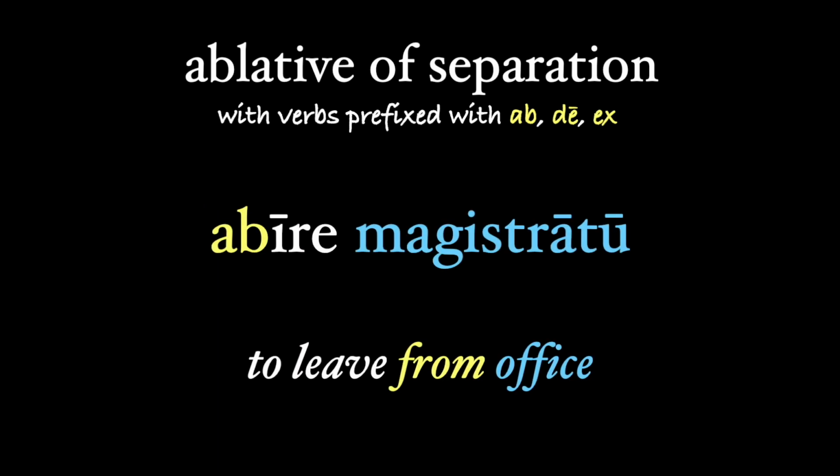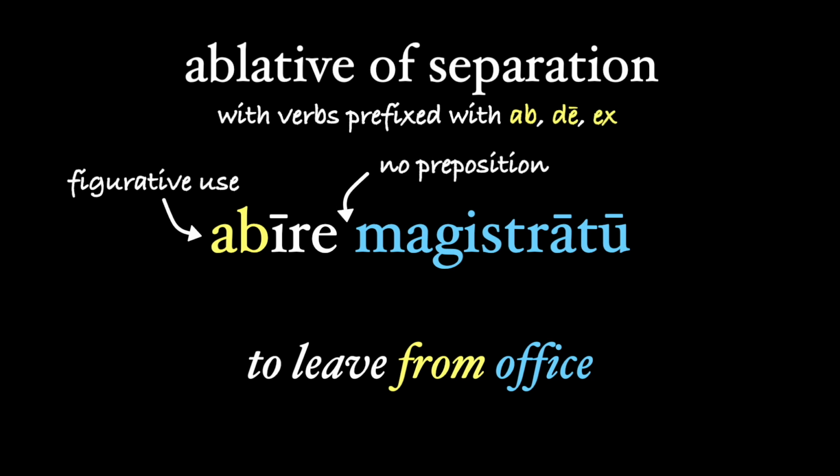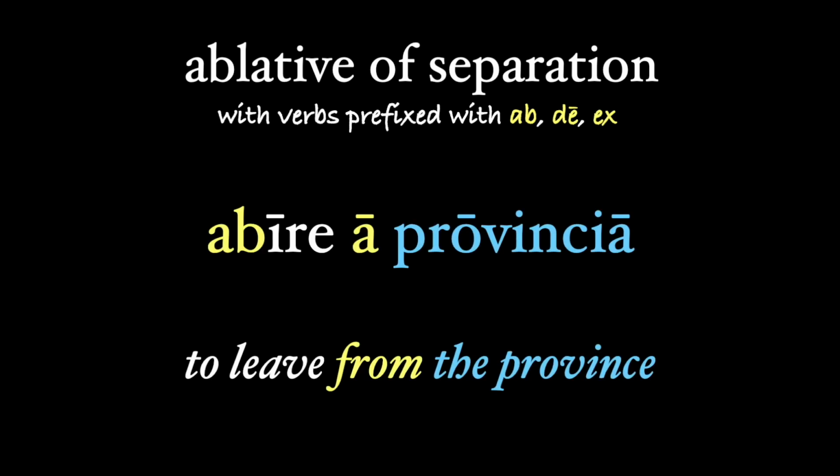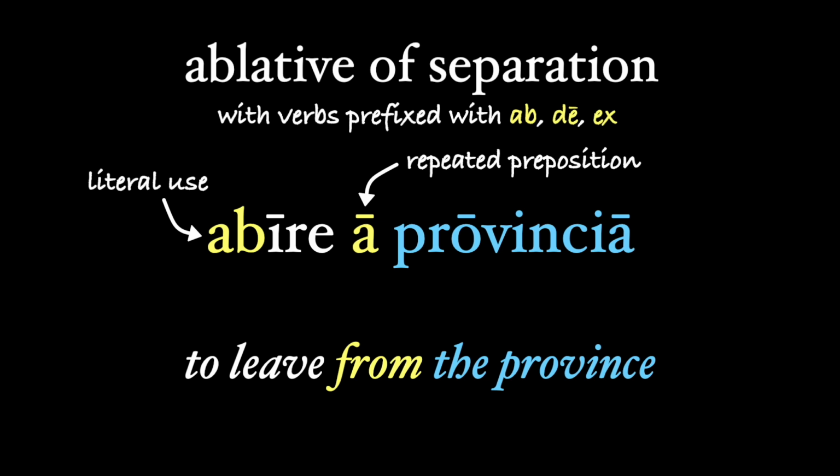To leave from office would be abire magistratu. The general rule is that when the verb is used in a figurative or metaphorical sense, we omit the preposition. But the literal use of the verb expects repeating the preposition. So to leave from office is a figurative use of abire. So we don't need the preposition. But to leave from the province, let's say, is a literal use of the verb. So we repeat the preposition: abire a provincia. But this isn't a hard and fast concept, and poetry throws out all sorts of rules.